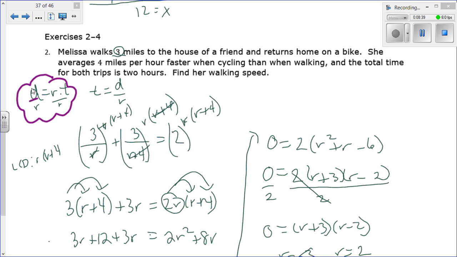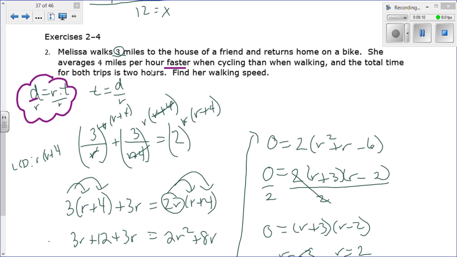So it took her 3 miles to walk there. So it's 3 miles over whatever her speed was. And plus 3 miles to get home over her walking rate plus 4 miles an hour, because she was 4 miles an hour faster when she's cycling. Equals the 2 hours total duration of the trip.